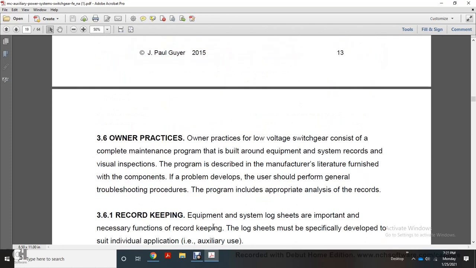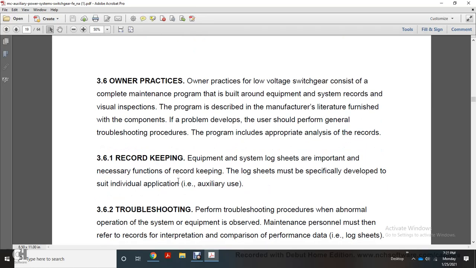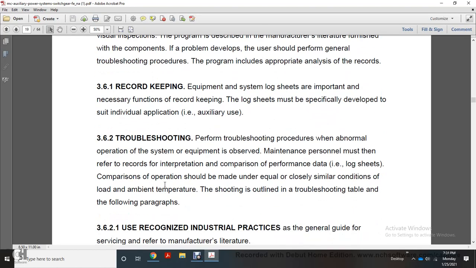3.6 Owner practice. The owner practice for low voltage switchgear consists of a complete program built around the equipment system, including a record of the visual inspection program described in the manufacturer literature furnished with the components. When a problem develops, the user should perform general troubleshooting procedures, which include appropriate analysis of the records. 3.6.1 Record keeping. The equipment and system log sheet is important. The necessary functions of the record keeping log sheet must be specifically developed to suit the individual application.